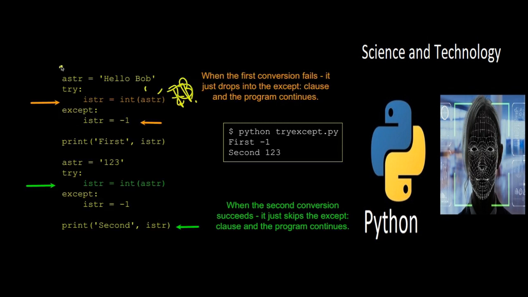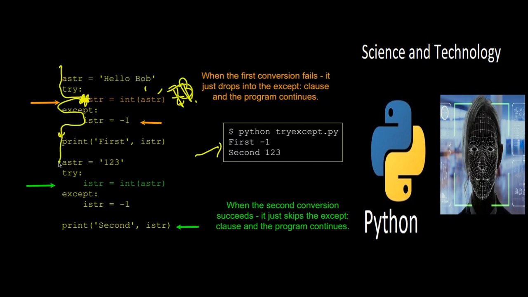So in this code, it's going to come in, it's going to try this. This is going to blow up. But instead of giving a traceback, it's going to say, oh, I've got an available except. I'm going to run this except code, and then I'm going to continue on. And so that prints out first -1. Because we set this variable istr to -1, like a little flag telling us that something went wrong.